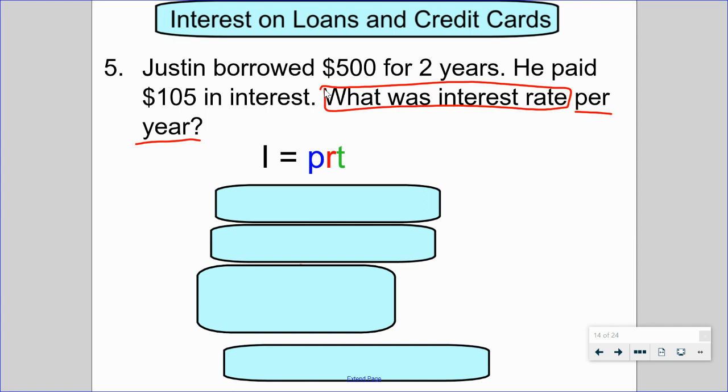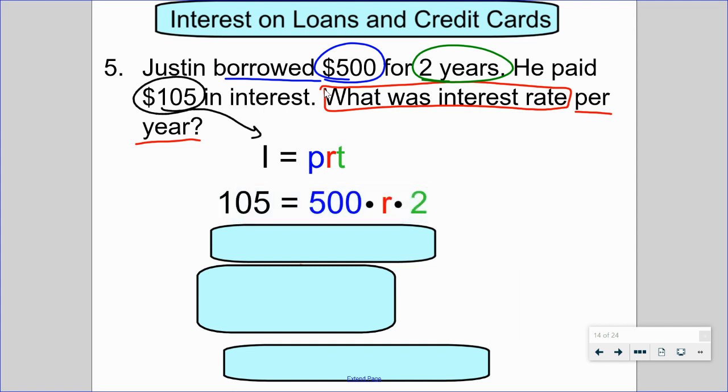Take a look at what we have. We have the principal, how much he borrowed. We have the time, 2 years that he did it. And we have the interest now. What we don't have is the rate.